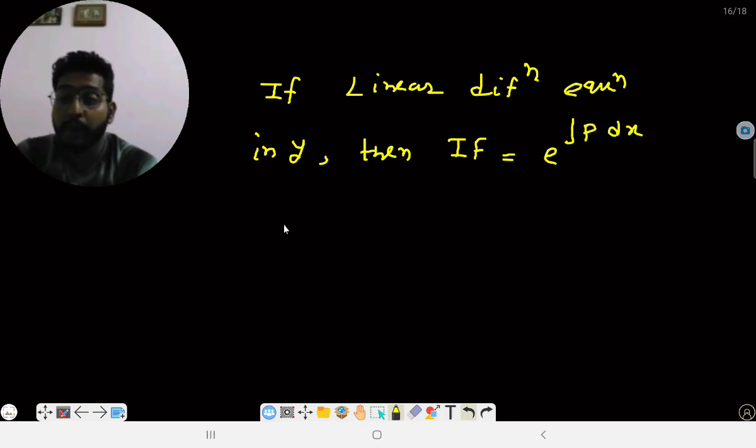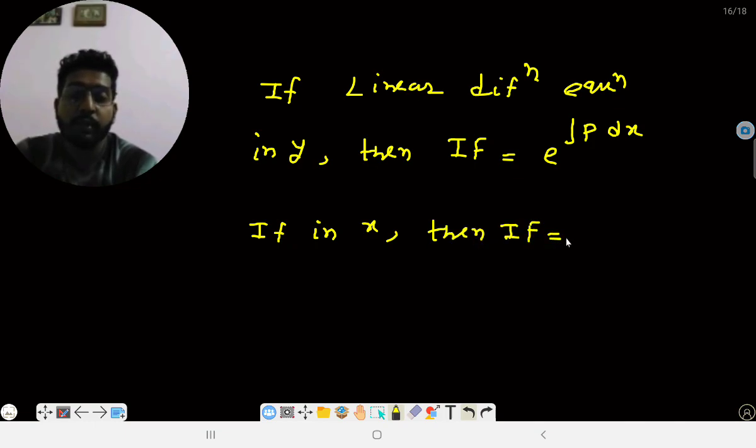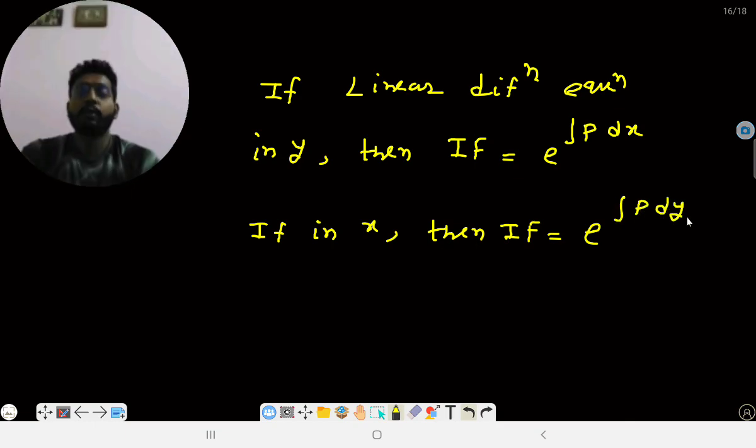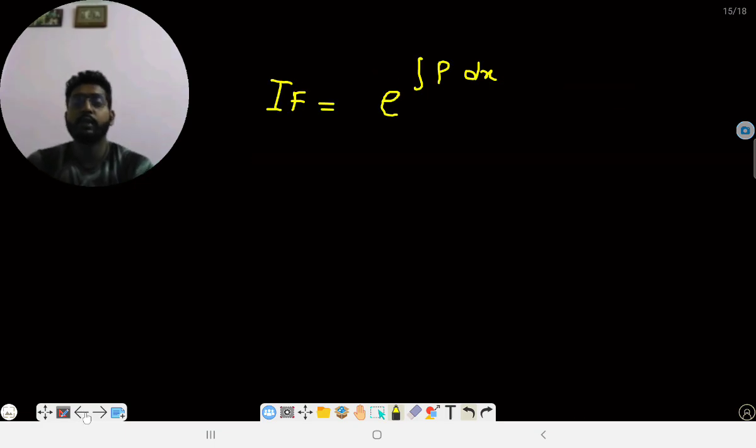Okay, but if it is a linear differential equation in x, then the integrating factor will be slightly changed. That means the integrating factor will be e to the power integration of p dy. Okay, just remember this one. Whenever it is a linear differential equation in y, the integrating factor will be e to the power integration of p dx, opposite, and whenever it is in x, it will be p dy. So this is a linear differential equation in y, so it will be e to the power integration of p dx.